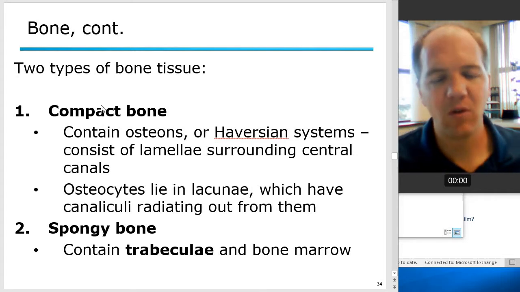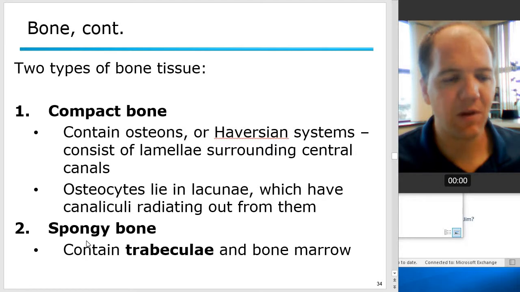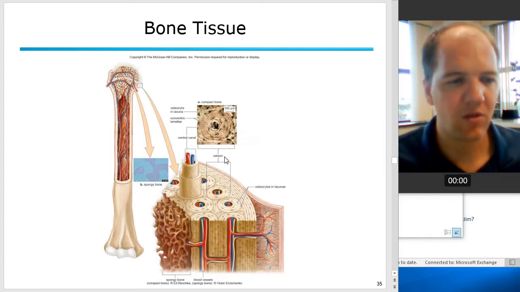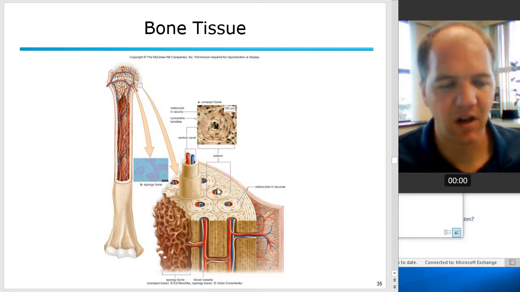The compact bone is found in the ends and the edges of our bones, and spongy bone has bone marrow, and that's found inside. Let me show you an example. Found inside the bone. So here's our long bone here, and you can see on the edges we have compact bone. And compact bone is made up of these rings called osteones.